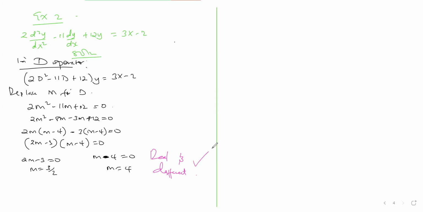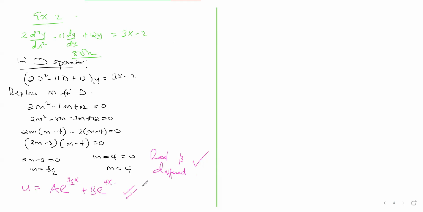So if they are real and different, how do you write your u? You will be given by a exponent. What is your first value? 3 over 2 x plus b. What is your second value? 4x. Those are your two outcomes for the u value. So that is our u generally.